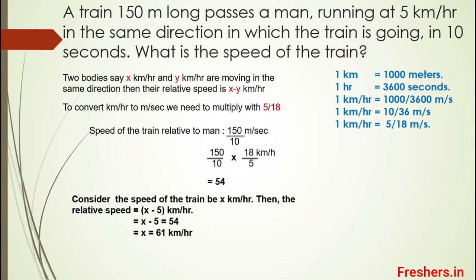Now, consider the speed of the train to be x kilometer per hour. Then, as per the formula, the relative speed equal to x minus 5 kilometer per hour. So x minus 5 equal to 54, and the value of x will be 54 plus 5, which is equal to 61 kilometer per hour. So always remember the relative speed concept and the conversion.